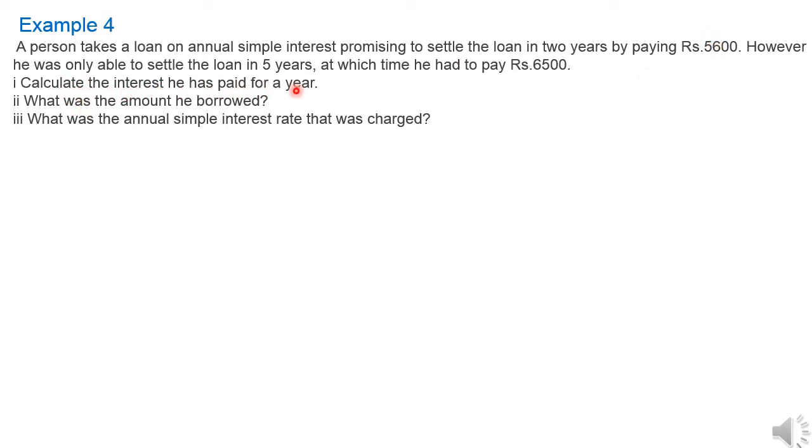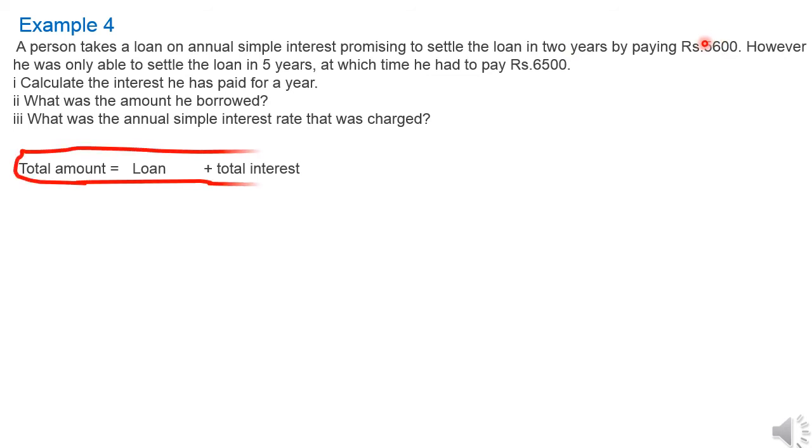So we have to calculate the interest he has to pay for 1 year, the amount borrowed, and the simple interest rate, right? Now see here the total amount. In an earlier example I told you, students, the total amount means loan plus total interest. Loan plus total interest. So here you can see 5,600 is the total amount paid within 2 years, right? So that means 5,600 is loan plus total interest.